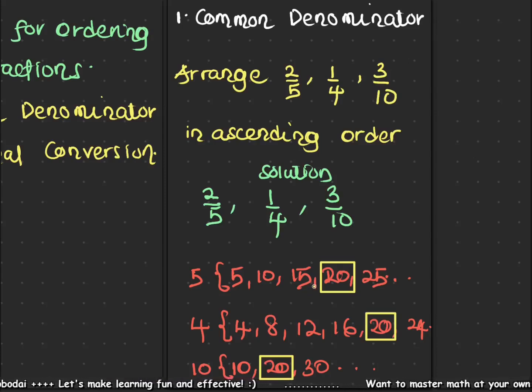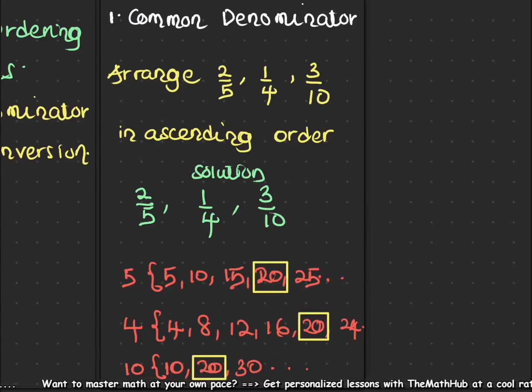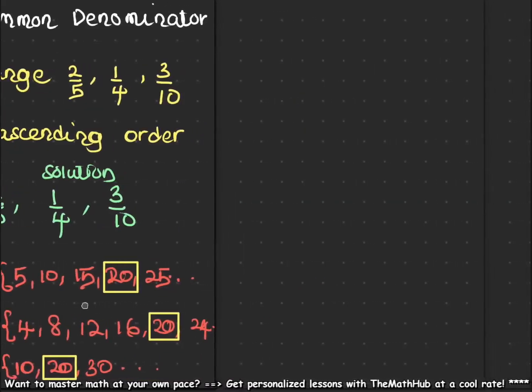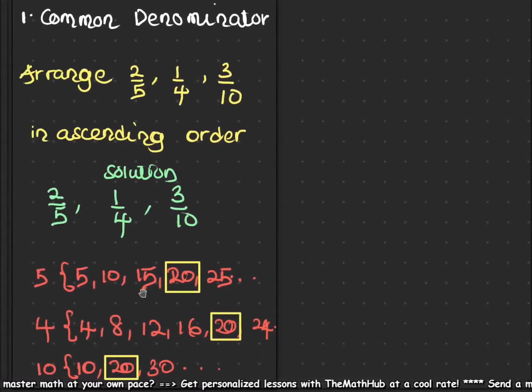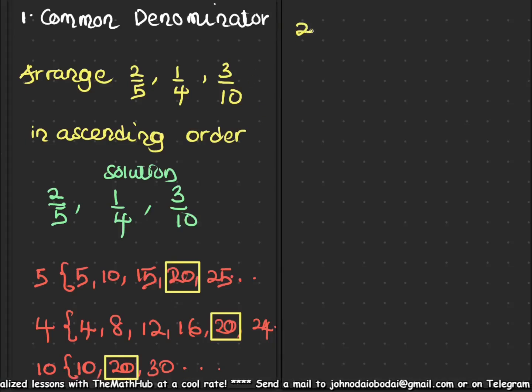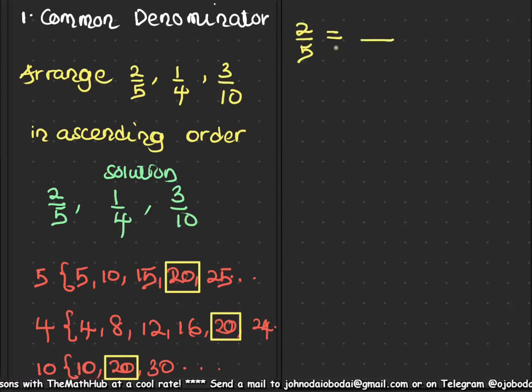Hence, what we are going to do is write down all these fractions and their equivalents, but with a denominator of what we have here. This is the 20. What I mean is we would have to write 2 over 5 equivalent, which has a denominator of 20. So if you are to take them one after the other, then taking 2 over 5, it is going to be equivalent to something over 20.